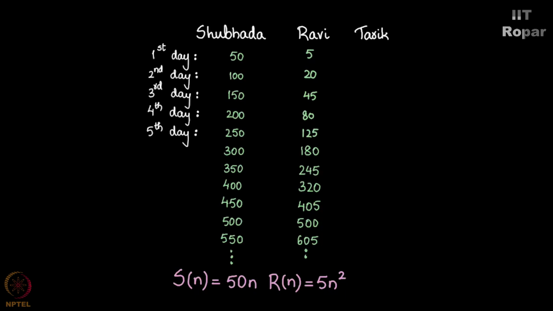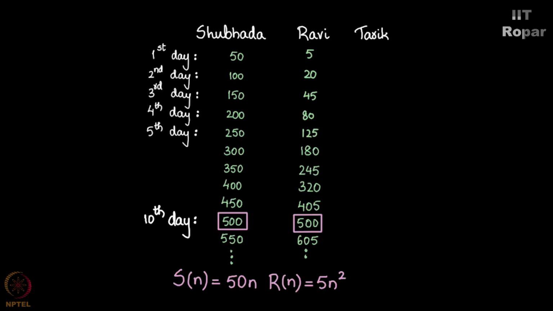You can compare S with R, Shubhada with Ravi. You will observe that Ravi is earning less than Shubhada. But if you observe, on the 10th day, both of them get 500. And after that, forever, Ravi earns more than Shubhada. Correct? Point to note, how you start is not important. It's all about how you grow better with time. Shubhada appeared to be richer than Ravi to begin with, but very soon Ravi took over.